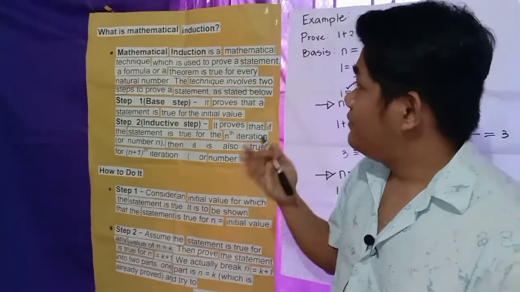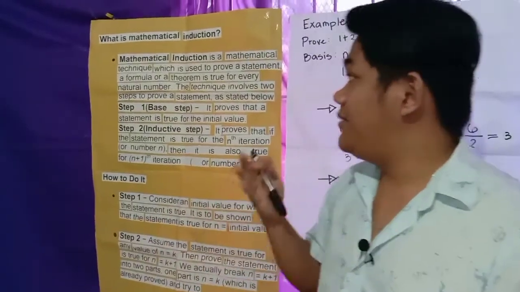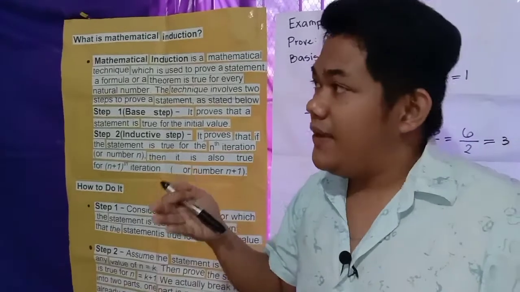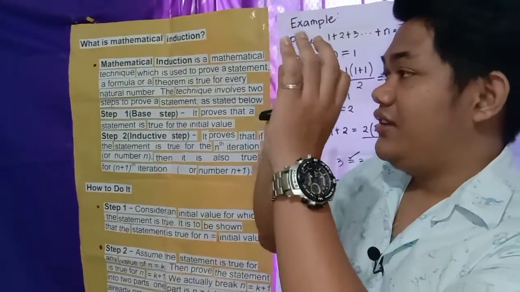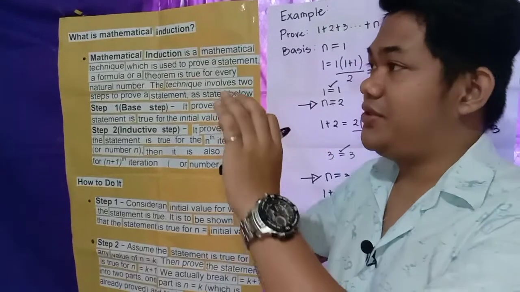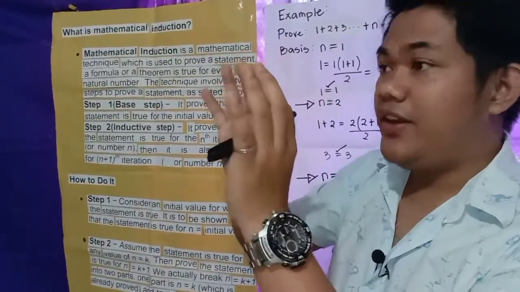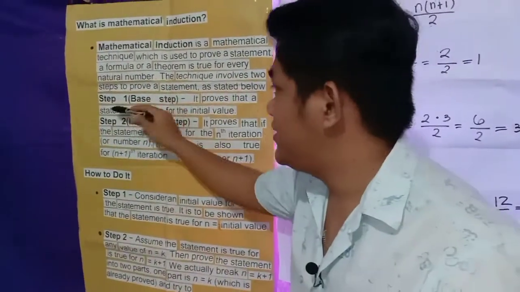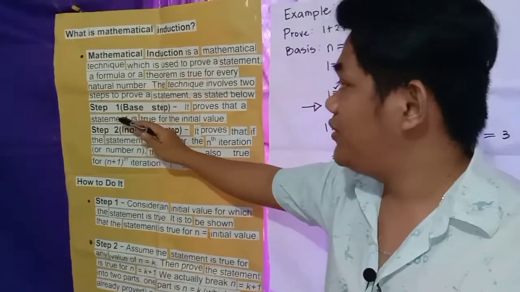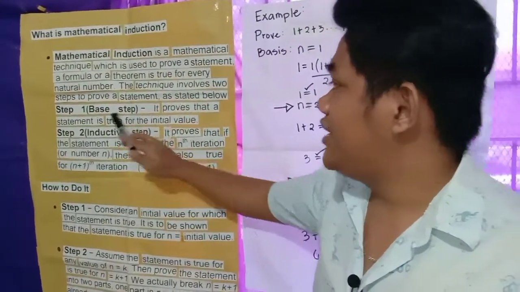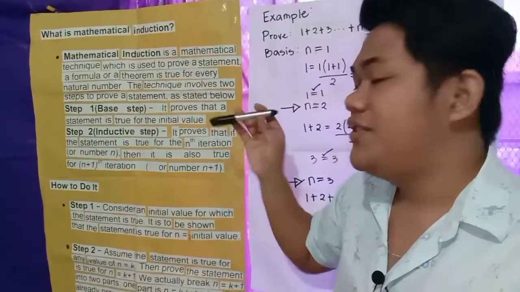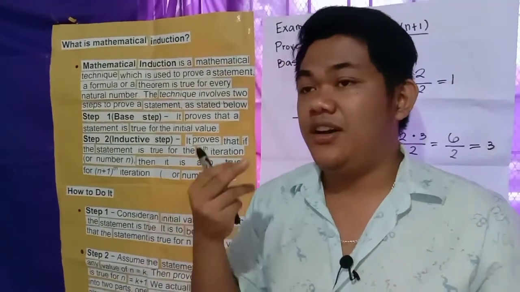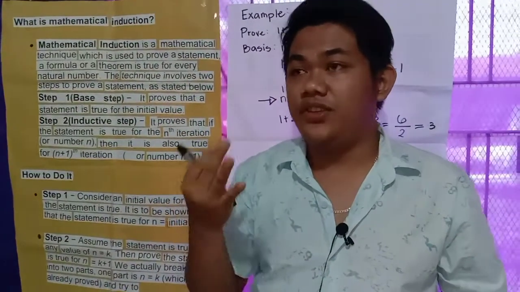So, mathematical induction has steps. If the left side and the right side are two problems, you need to compare them to see if they are equal or not. So, it has a step, which is the base step. Step one is the base step. It proves that the statement is true for the initial value. So you need to prove first the base step, which is the term: the first term, second term, third term, and so on.